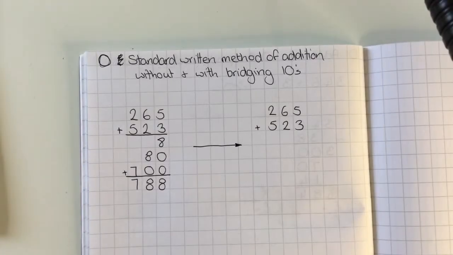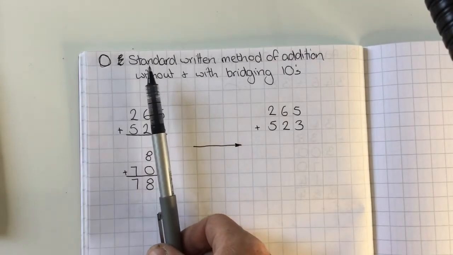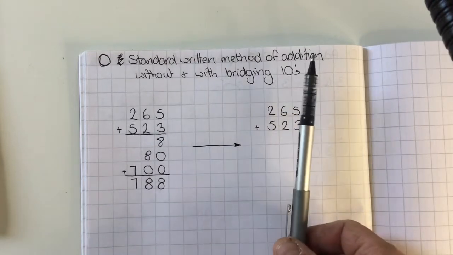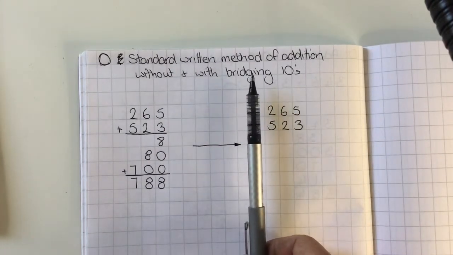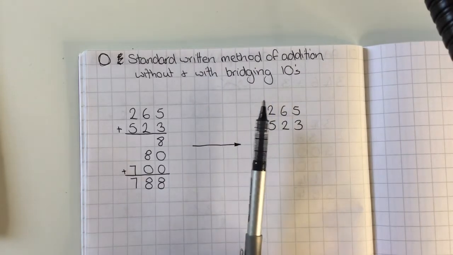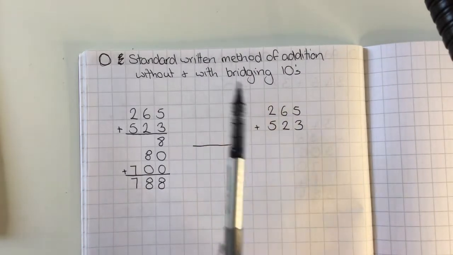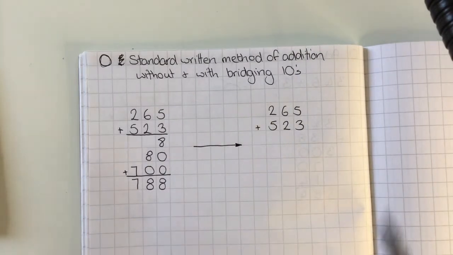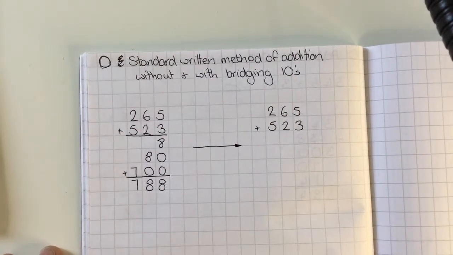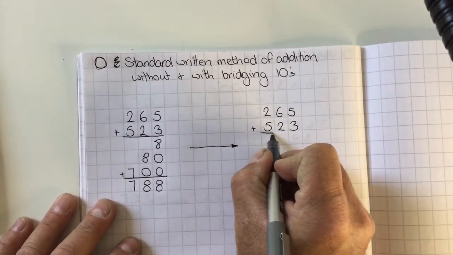Okie dokie, circles. Now, our learning intention for today is its standard written method of addition without and with bridging tens. Bridging is just a fancy pants word for carrying over from one column to the other, and our carrying over is going to be carrying over into the tens column. Don't worry about that for now. Stay with me and I'll show you what that is all about in just a second.